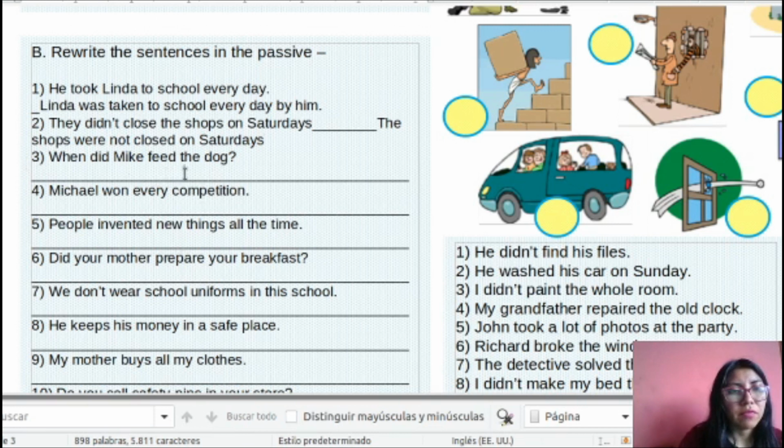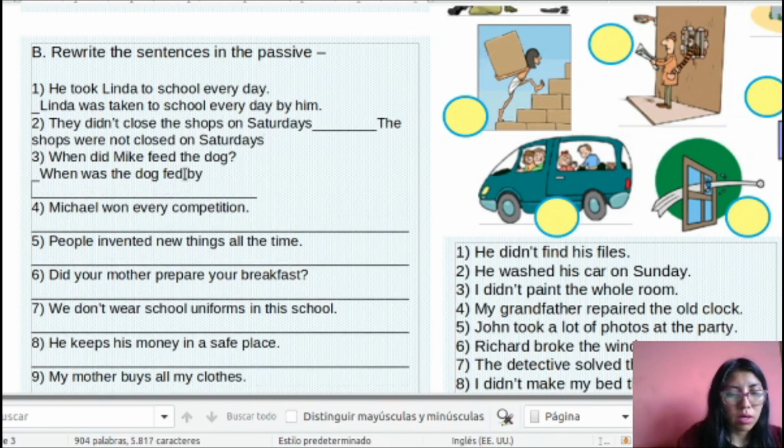When did Mike feed the dog? That is a question, so we are going to change. When was the dog fed by Mike? Okay, in this case I am changing the order, and pay attention, fed is the past participle form of feed.